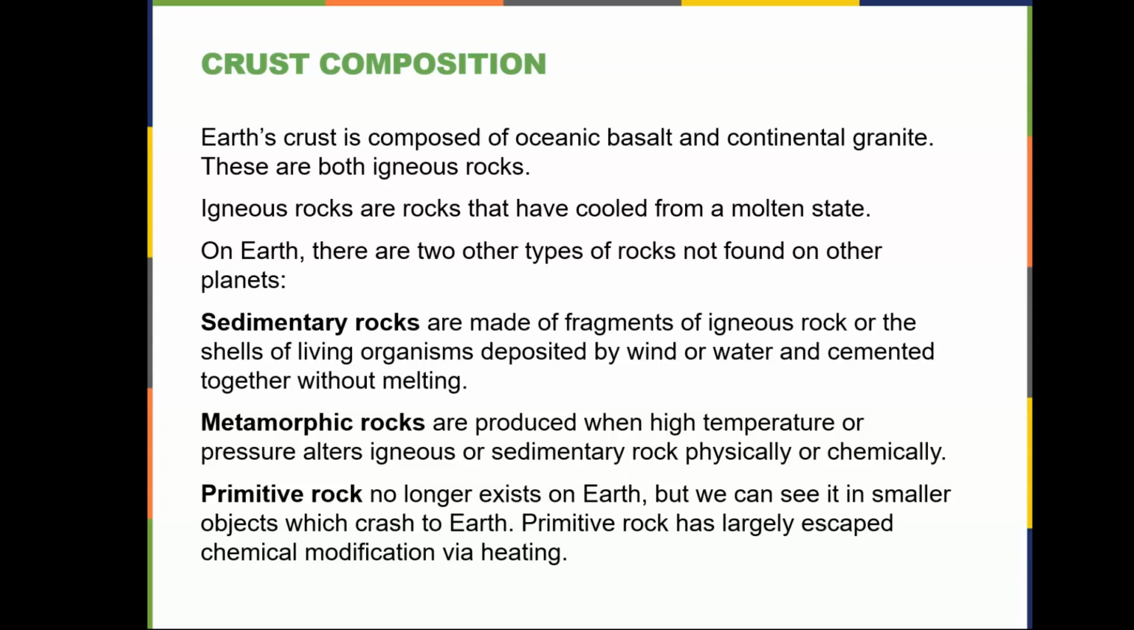No primitive material is left on Earth because the entire planet was heated early in its history. To find primitive rock, we must look to smaller objects such as comets, asteroids, and small planetary moons. We can sometimes see primitive rock in samples that fall to Earth from these smaller objects.